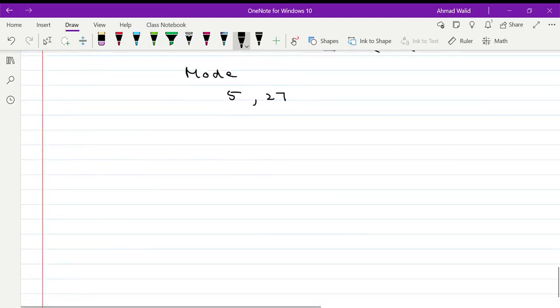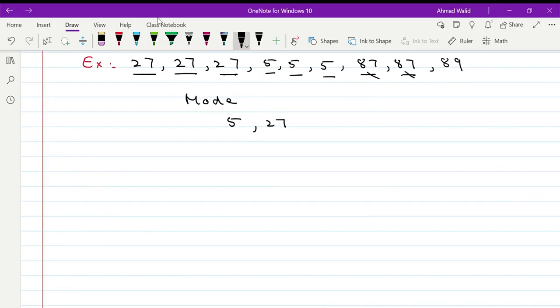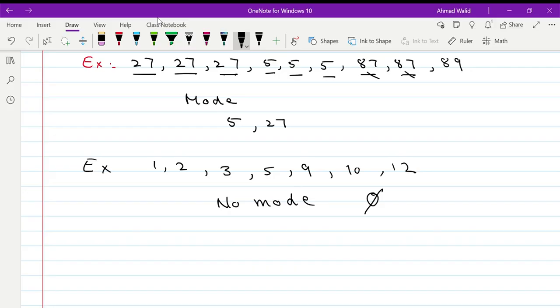Let's see this example. 1, 2, 3, 5, 9, 10, 12. Do you have a number here that's repeating or occurring more than once? No. Then you can write no mode, or you can use this sign, empty set or phi. There is no mode. Correct?